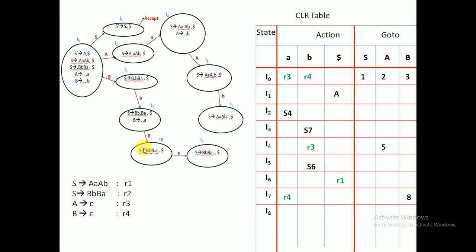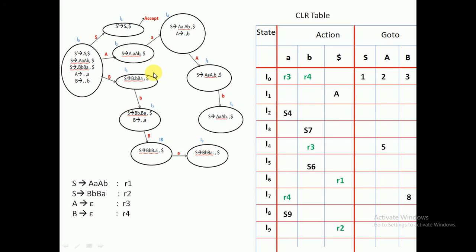I8 is moving over small a and reaching the 9th state, so it is shift 9. The 9th one is a reduced state. How do you say it is a reduced state? Because the dot is after the entire production, so no other symbols are there to move after this dot, so this is a reduced statement. So reducing to where? Capital S. And what is the production number? R2. And what is the lookahead of this production? $, so in the column of $ we need to write the reduced number. So this is the complete CLR table for the given grammar.